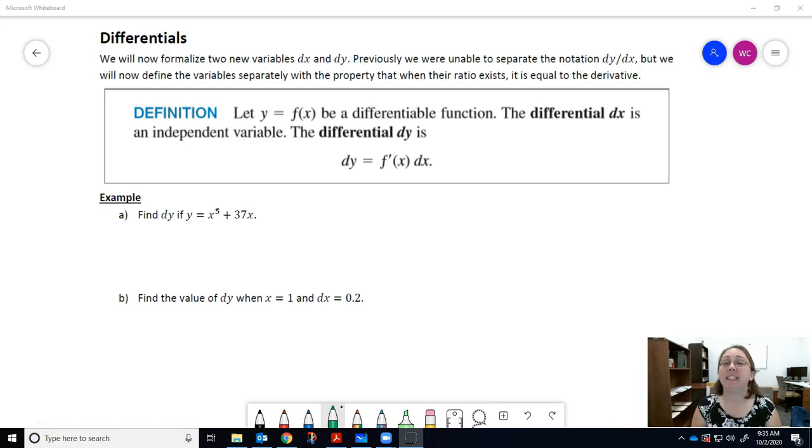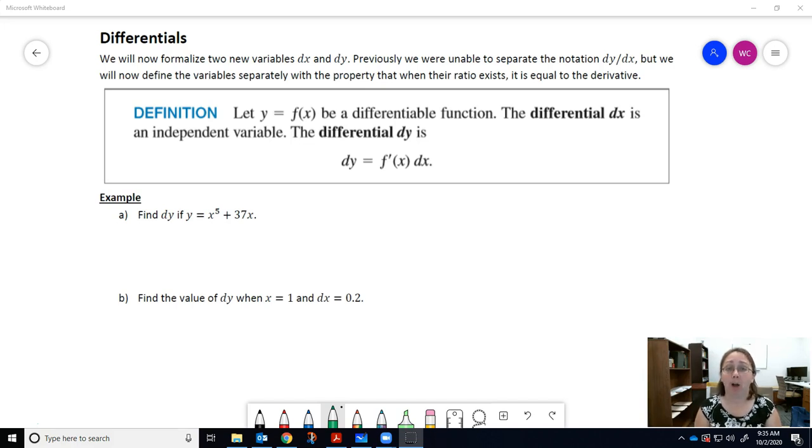All right, this topic is differentials. This is very important. We're going to use this when we get to integration especially. So we will now formalize two new variables, dx and dy. In the past, we've always seen them together as dy dx, as a fraction, and we've never separated them. Well, now we are going to actually define the variables separately with the property that when their ratio exists, it is equal to the derivative.